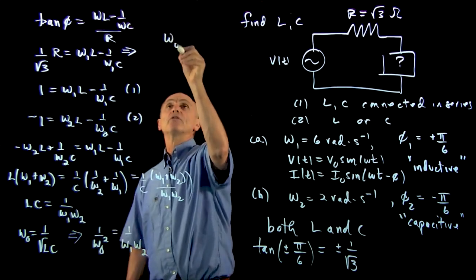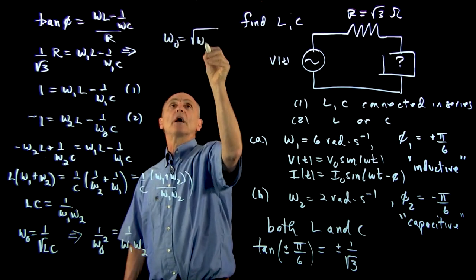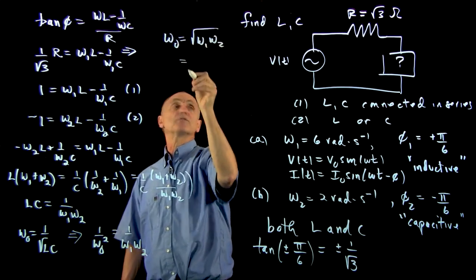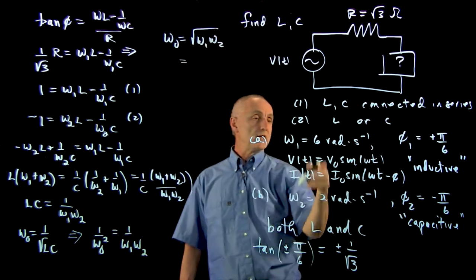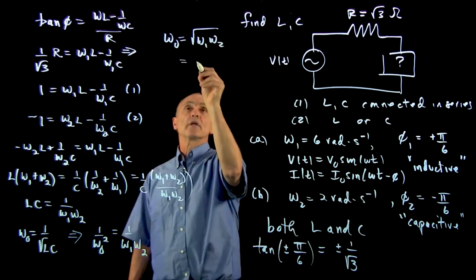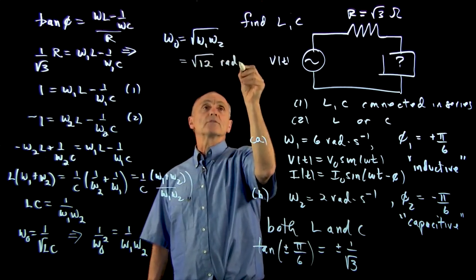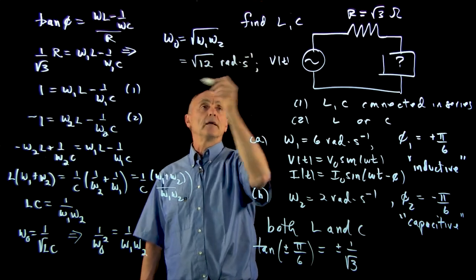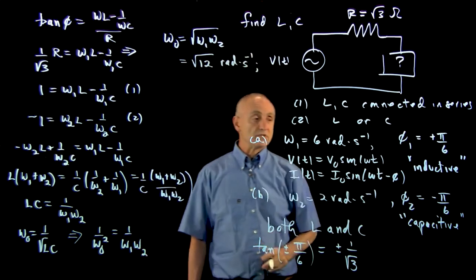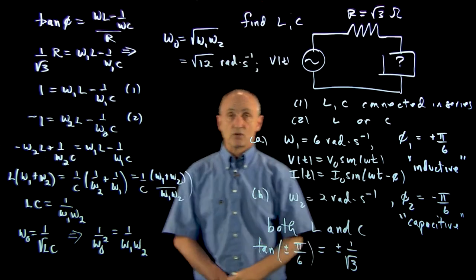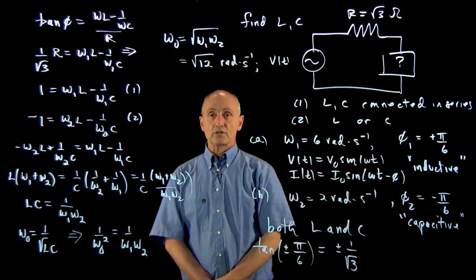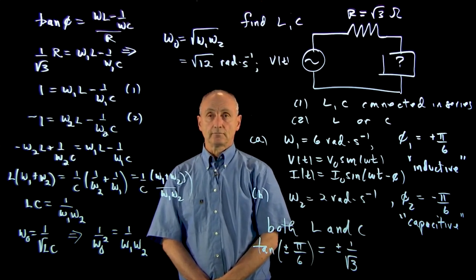And so my first result is I can figure out what the resonant frequency is of this circuit. That's 2 radians per second times 6, so omega naught is the square root of 12 radians per second. And that's my resonant frequency in this circuit. Now next, we'll try to solve for L and C.